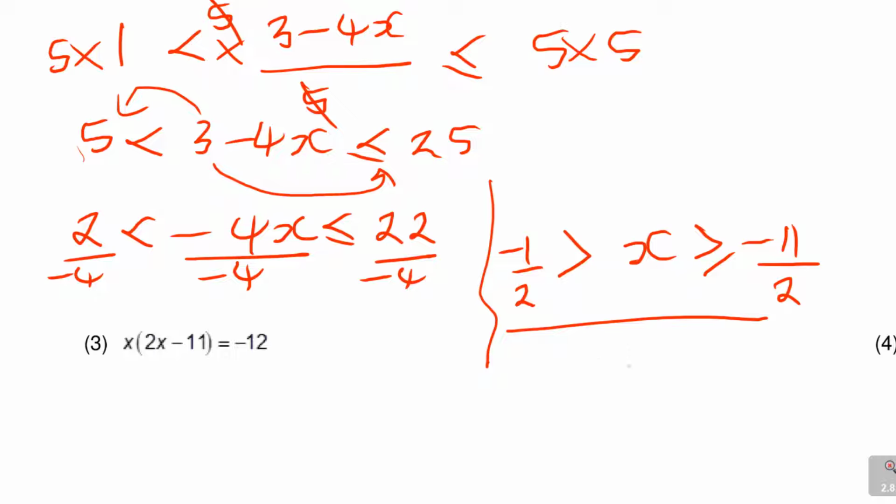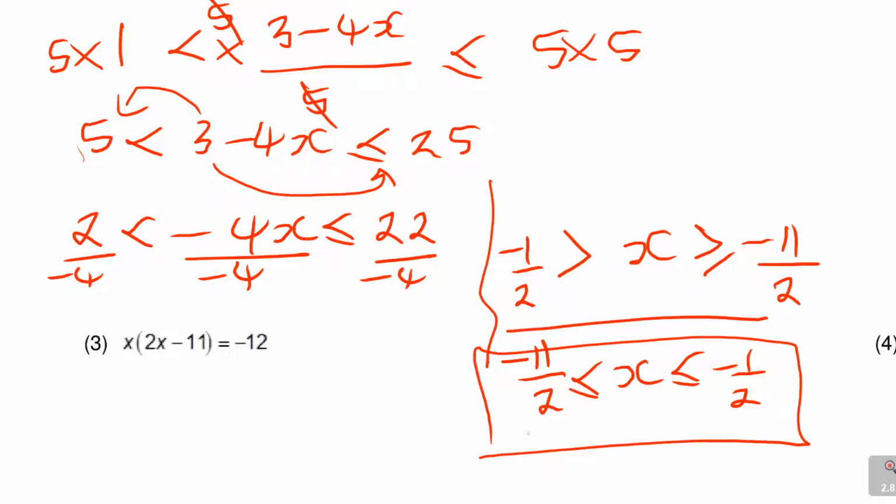But now I think you can write it further like this to say negative 11 over 2 is less than or equal to x. X is less than or equal to negative half. I think it's like this. If you write it better, if you had to draw a number line, this will be that. But this is fine. You can leave it in this format.